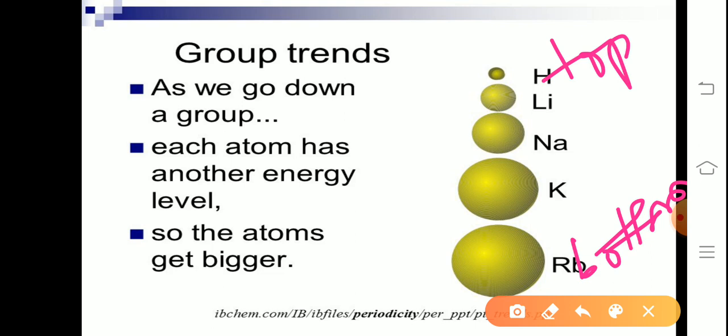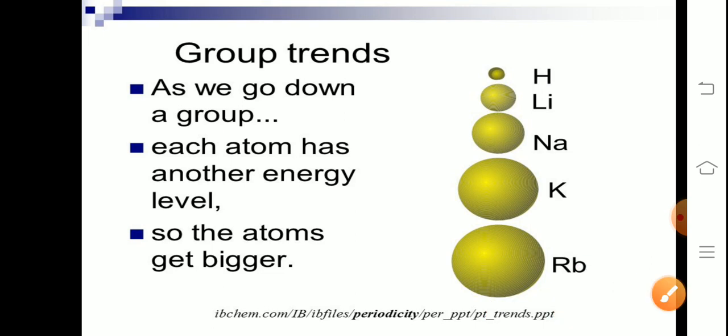This is about atomic radius and how it varies in periods and groups. Let me ask a question: do the atom of an element and its ion have the same size? Let us observe this. But before that, we should know the differences between the ion and atom.